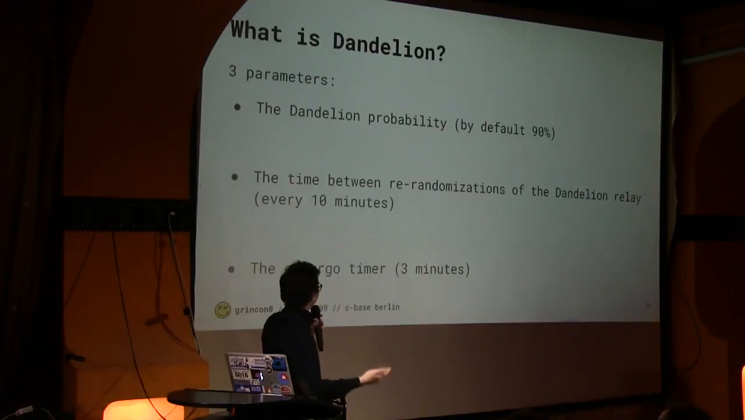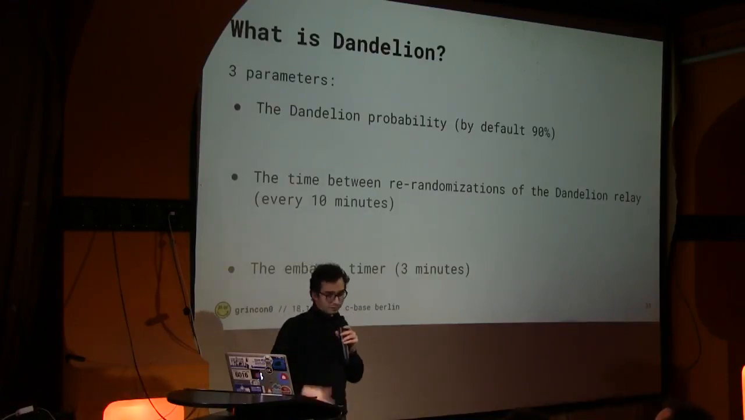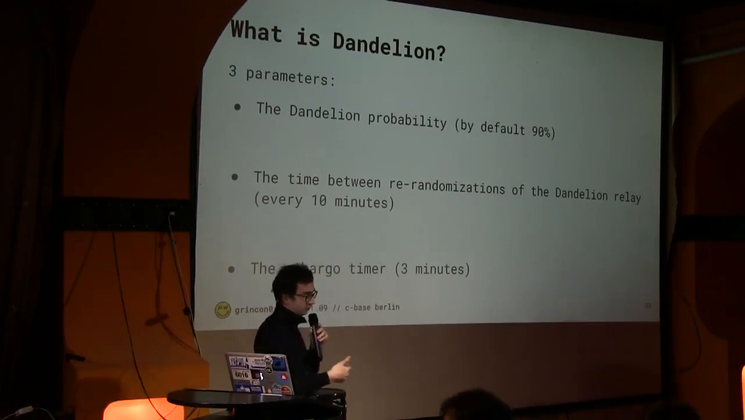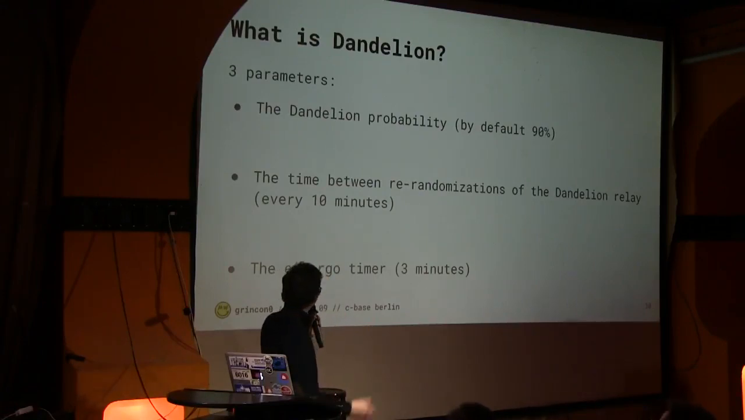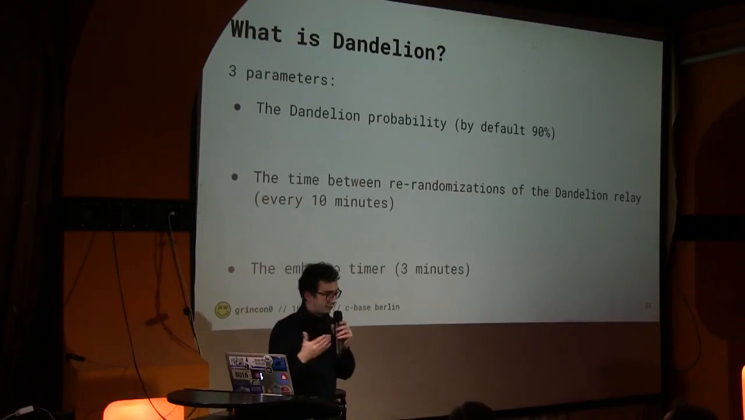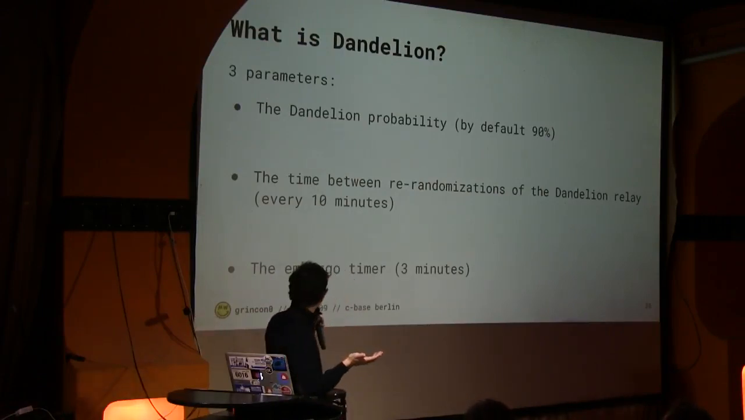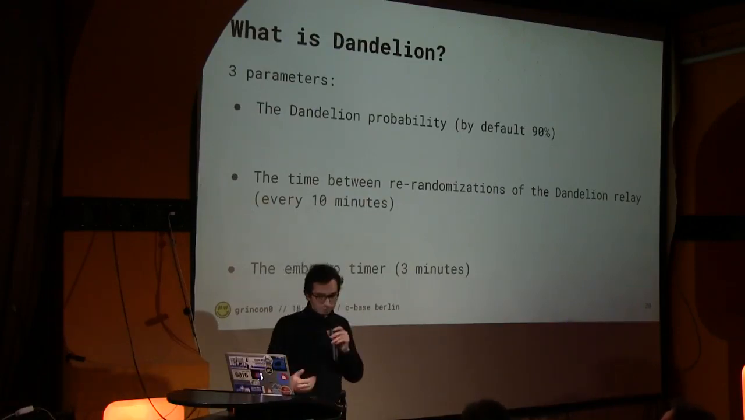So by default in Grin, it's 90%. So 90% of the time you receive a stem transaction, you will stem it, and 10% of the time you will fluff it. There is also a timer, because you need to change your Dandelion relay regularly, because if it's always the same, then somebody can spy on you. And as I told you, the embargo timer, which is by default 3 minutes.